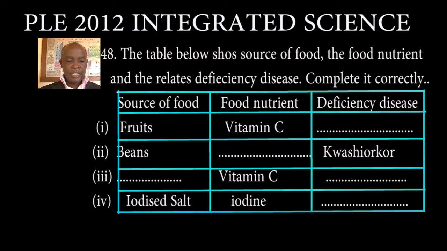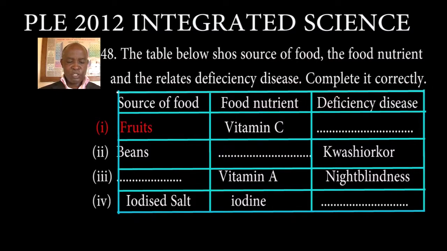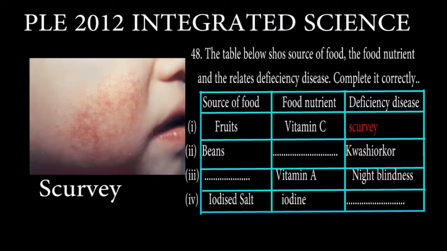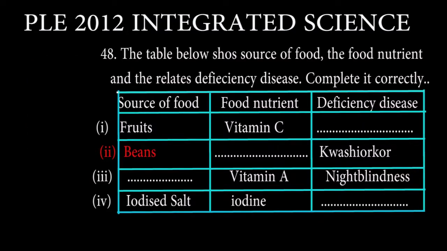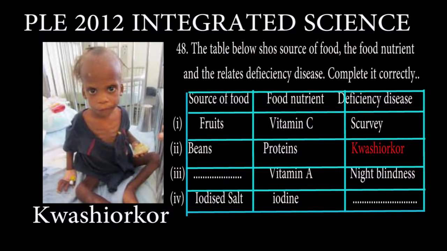Number 48. The table below shows source of food, the food nutrient in it, and the related deficiency disease. Complete it correctly. 1. We have fruits, vitamin C. Lack of vitamin C causes scurvy. 2. Beans. The food nutrient contains proteins, and protein prevents kwashiorkor.